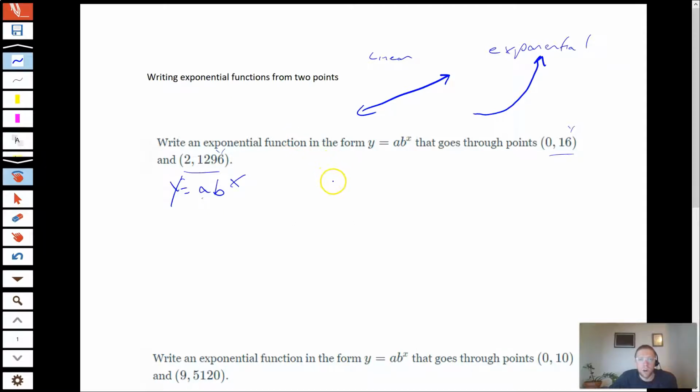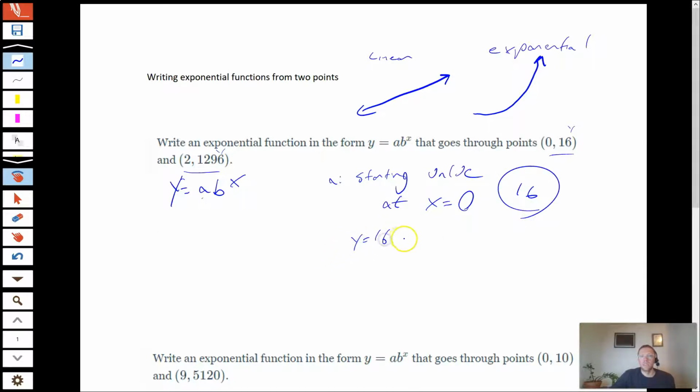So a is our starting value, and if you're thinking, well, I already know what a is, you're right. We haven't made these too tricky yet. This is always going to be given. a is our starting value, and it's whichever point has x equals 0. So we know our starting value in this case is 16. So we know y equals 16 times b to the x.